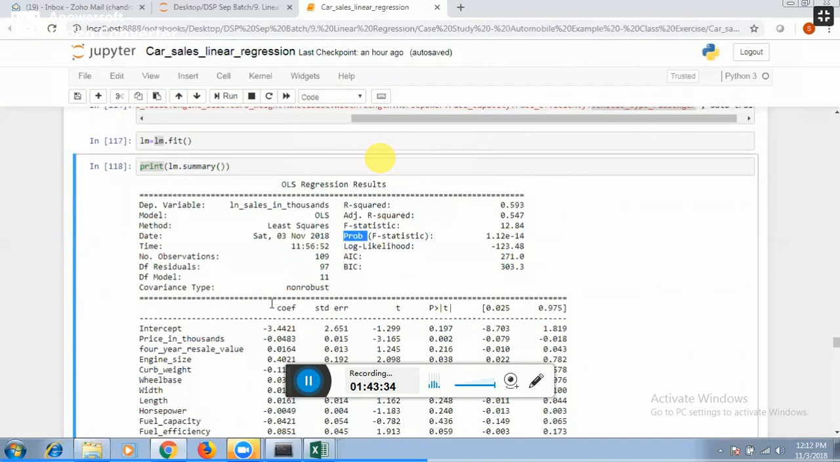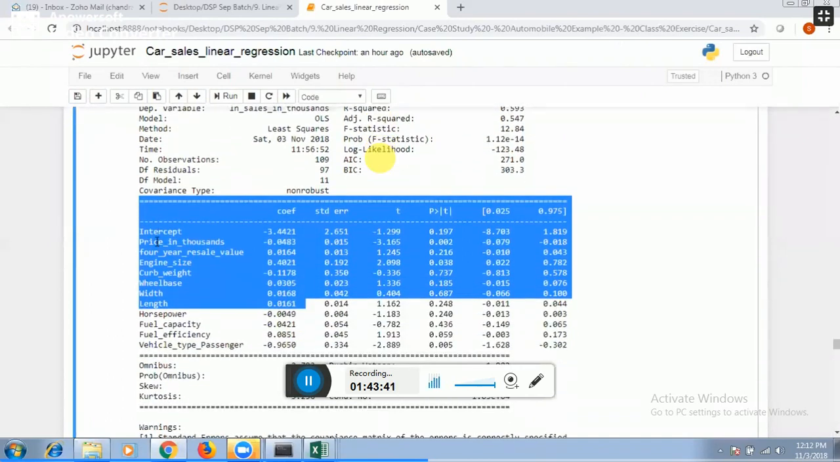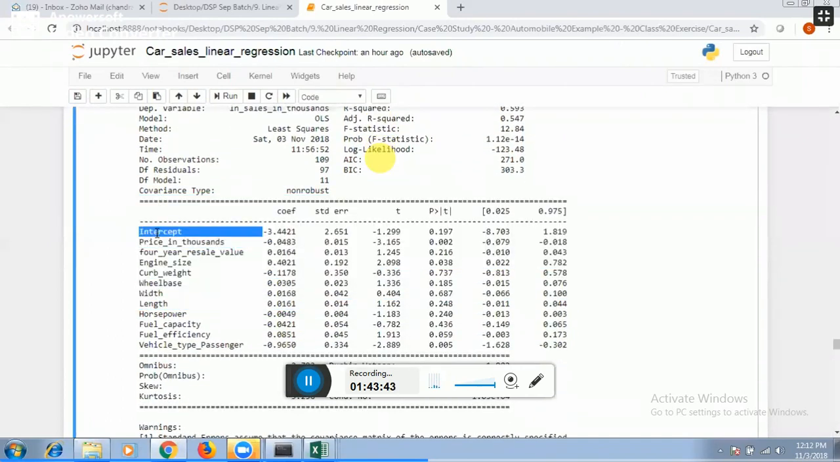Now let's look at the second table. What is the second table? You can see each variable. This is my constant. Intercept is nothing but constant. And this is the variable and the corresponding coefficient. What does the coefficient mean? The beta. So this is beta 1, this is beta 2, this is beta 3, this is beta 4, etc. That means for price in 1000, what is my coefficient? For 4-year resale value, what is my coefficient?